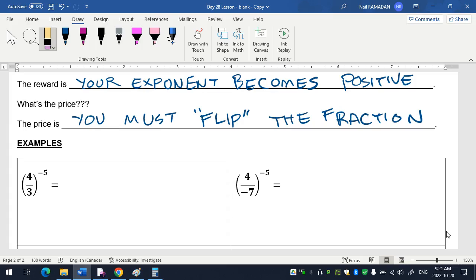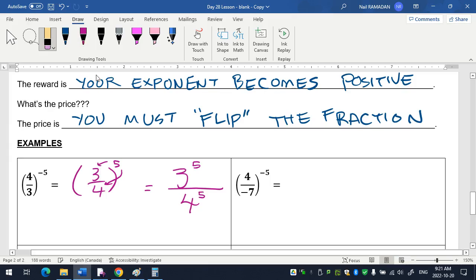By the way, do you ever change the signs of the base when you flip? No, just top becomes bottom, bottom becomes top. They stay what they are. Good. So this becomes 3 over 4, to the power of 5. What's my exponent now? Positive 5. Let me write the 5 slightly smaller. You distribute, or you put the 5 here and here. So 3 to the power of 5, 4 to the power of 5.